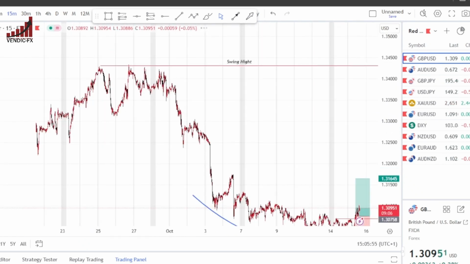Liquidity is an area in the market where we have some sort of orders being placed. We have many types of liquidity. We have swing high and swing low, double highs and double lows. We have daily high, weekly high, and monthly highs and lows. There are a whole lot of them, so I will show you how this looks on the chart.